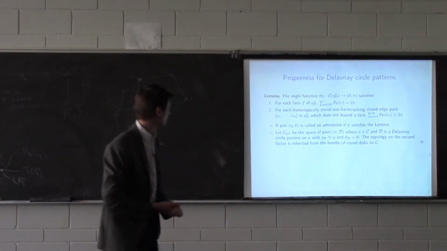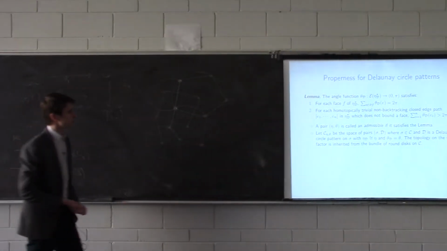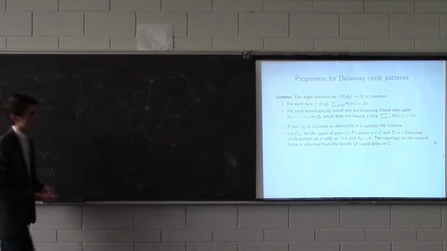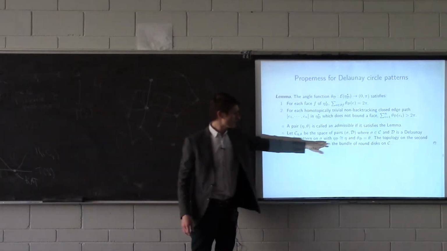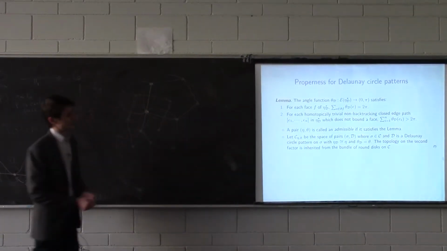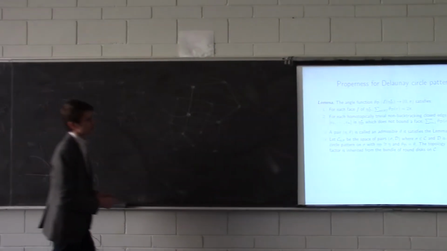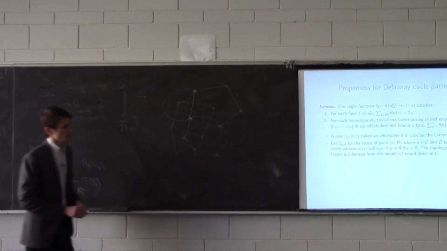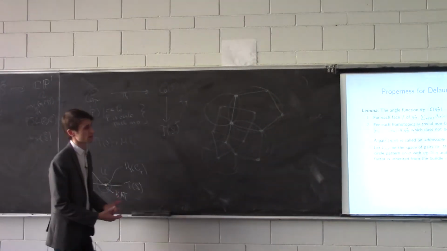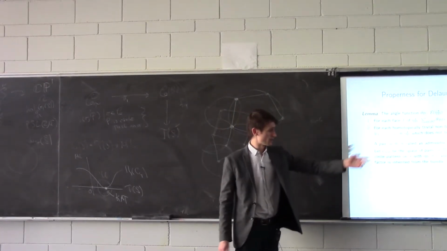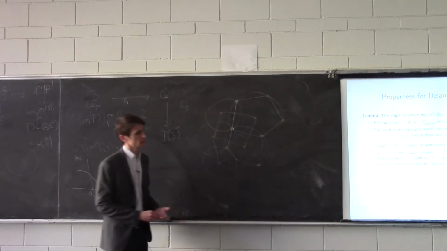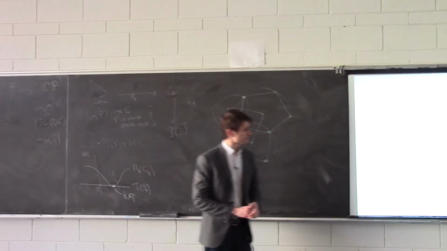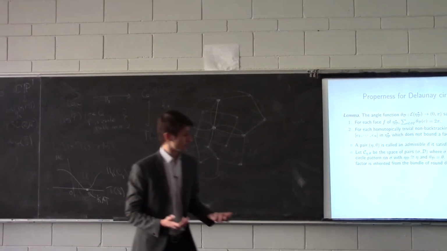So we can define again the space of pairs where we take a complex projective structure and a Delaunay circle pattern D, and we want eta of D to be isomorphic to eta, and the angle functions to be equal. If you're wondering how the topology comes in, you can define a bundle of round disks on the space of complex projective structures, and that's where the topology comes from. You take however many disks you have, take a product, and look at that as a subspace. The bundle of round disks is a finite dimensional bundle.